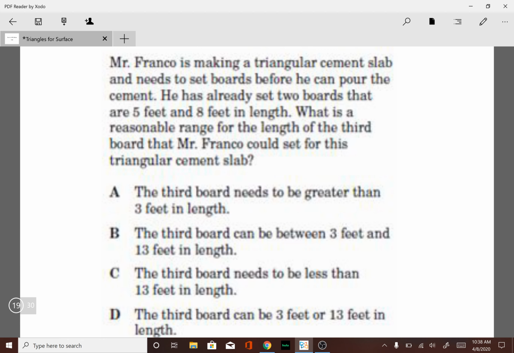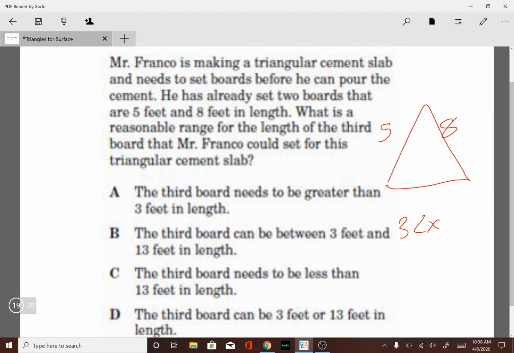Mr. Franco is making a triangular cement slab and needs to set boards before he can pour the cement. He's already set 2 boards, one of 5 feet and one of 8 feet. What is a reasonable range for the length? So remember, we're going to subtract and add these. So 8 minus 5 is 3. 5 plus 8 is 13. So this is the triangle cement slab. The third board is between 3 feet and 13 feet. So it's going to be B.